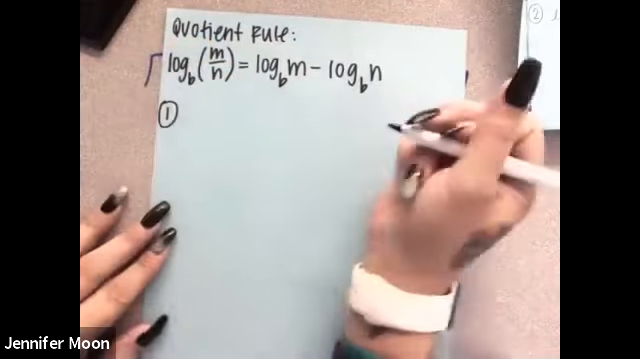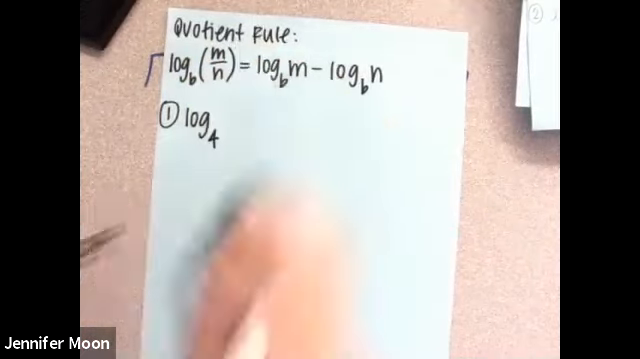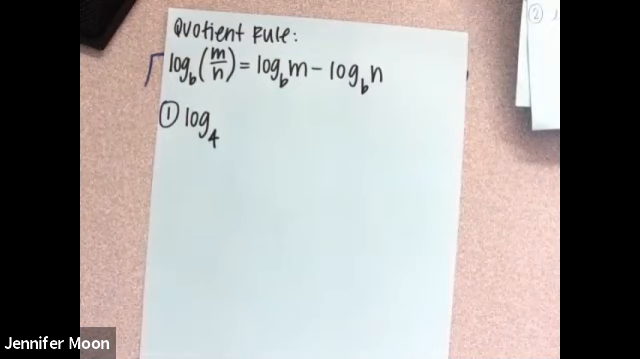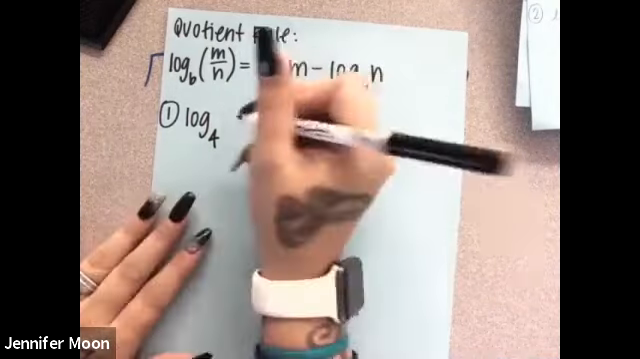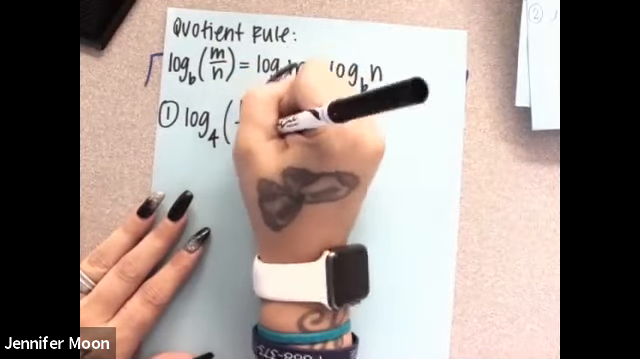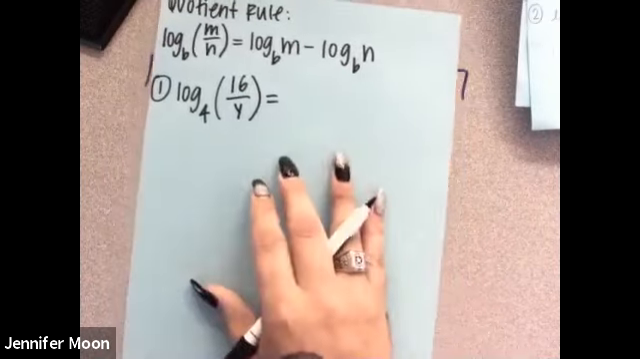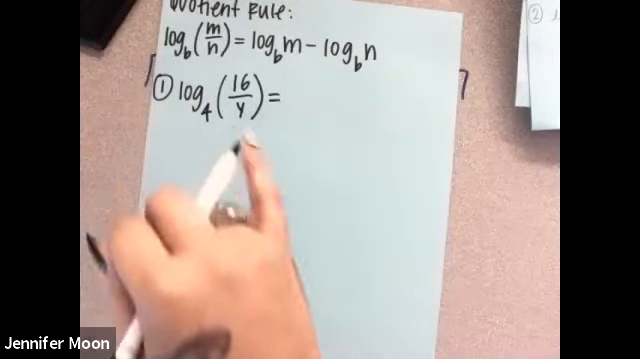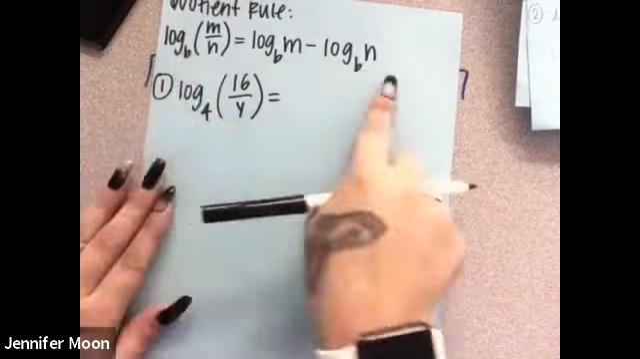So an example of this, say we have log base 4. Make sure, y'all, your base is written little. If it's little, it's very clear to me that you understand that that's not a normal size 4, right? Of the fraction 16 over y. Because this is in fractional form, I know the answer is going to be a quotient, so I can apply this rule right here.